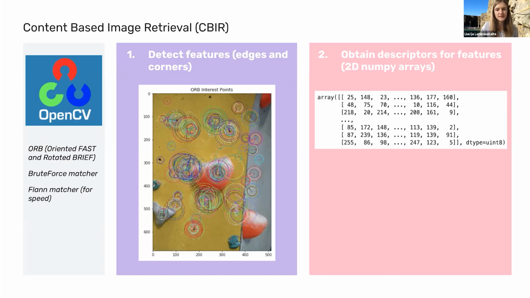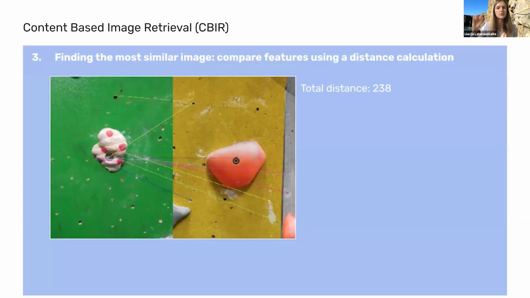And then the third step is to use these descriptors that you now hold in your database in order to retrieve the most similar image to a provided image. So for example, here, if a user provided this white-red spot route image, what you do is take all the features in that image, compare them to all the features found in another image, and use a distance-based calculation to figure out how similar these features are. Then at the end, when you have compared all these different features, you get a total distance between the two images.